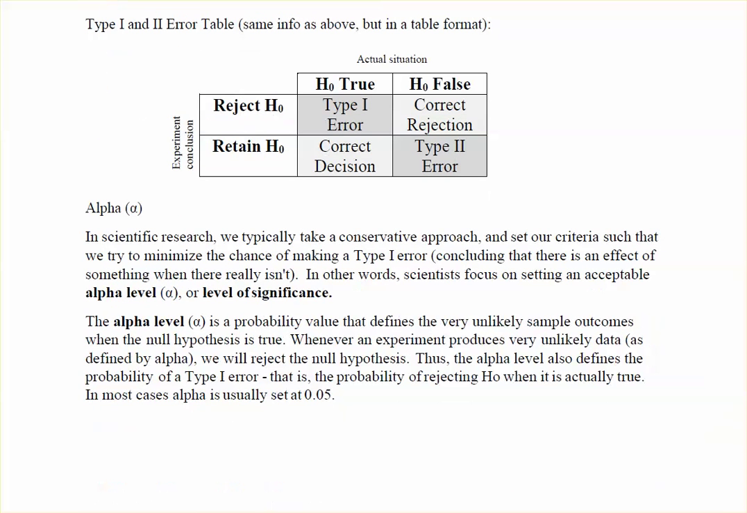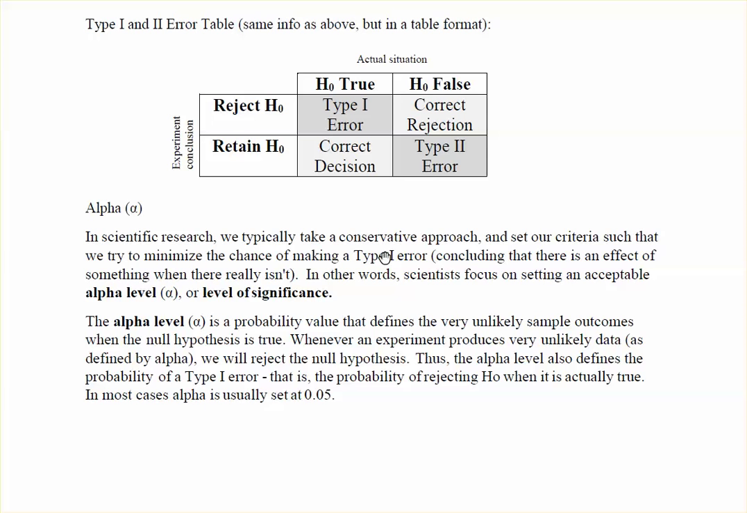Something else to keep into consideration is also alpha. In scientific research, we typically take a conservative approach and set our criteria such that we try to minimize the chance of making a type 1 error. So there's your type 1 error, concluding that there is an effect of something when there really isn't. In other words, scientists focus on setting an acceptable alpha level, or level of significance. What this is basically doing is saying, I'm only willing to have this percentage, which normally is 0.05, chance of making a type 1 error.